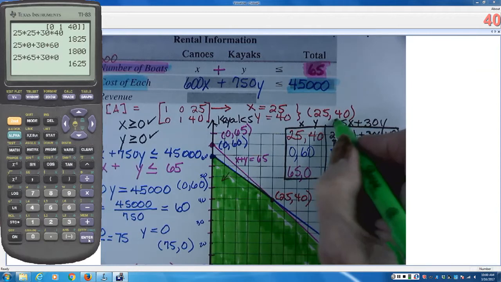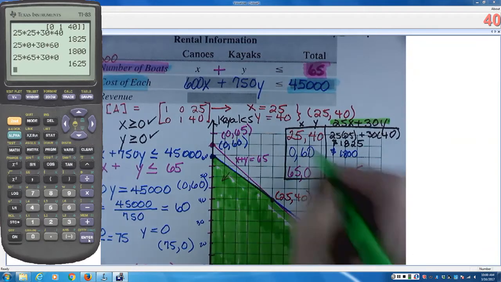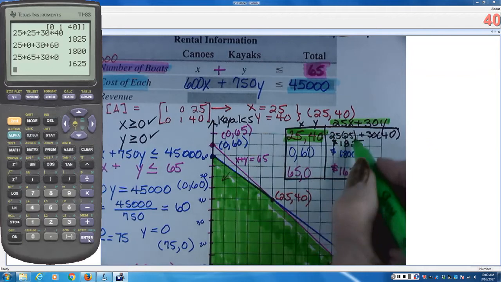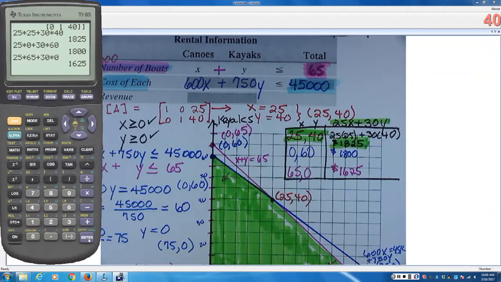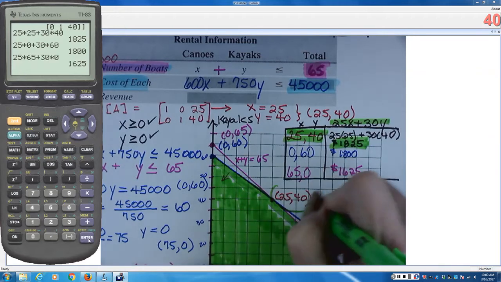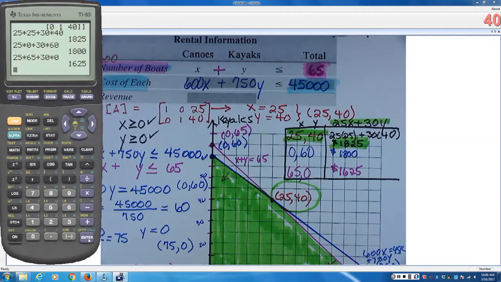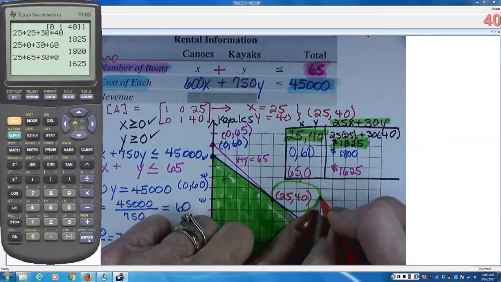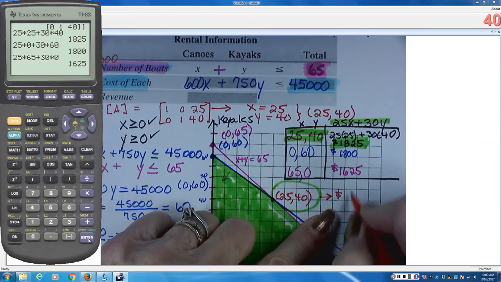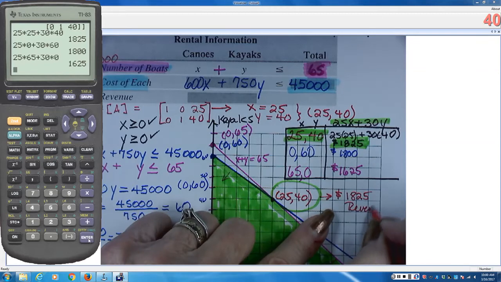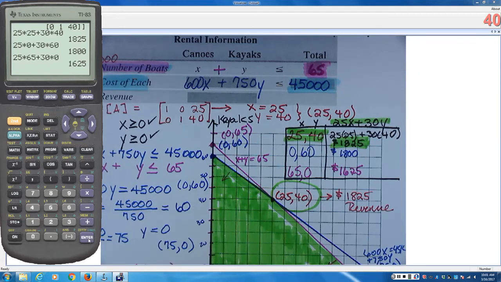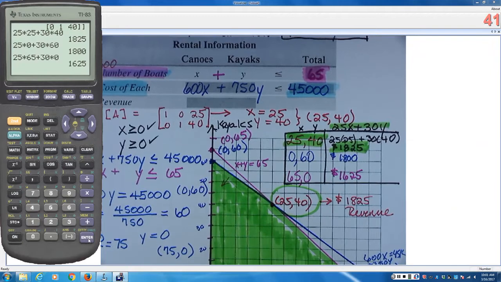Since we want to maximize this quantity, the maximum possible value comes from that corner point, (25, 40). And it gives us $1,825 in revenue. Okay?